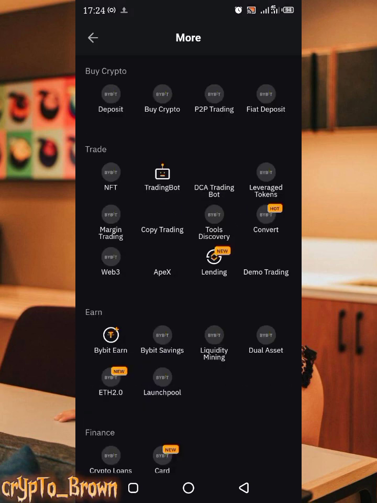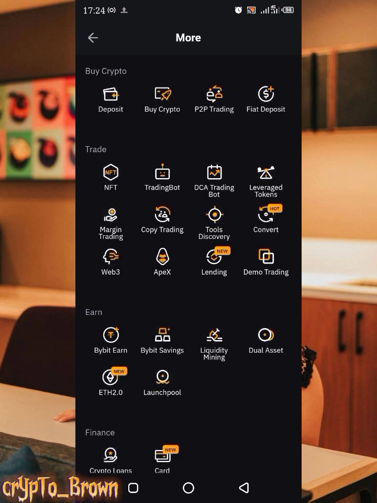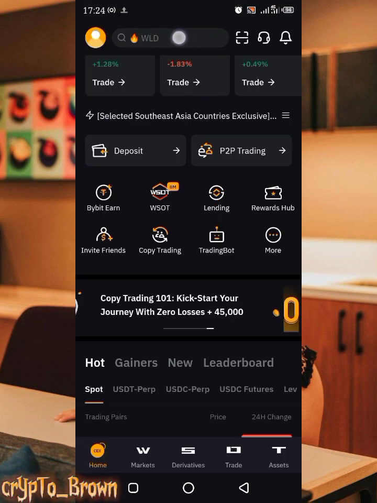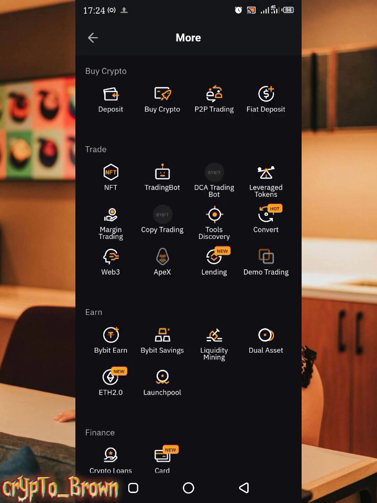You can see your Bybit World Series of Trading, Lending, Rewards Hub, Invite, Copy Trading, Trading Bots. And when you select More on the tab over here, if you are looking for something and you don't know where it is, you can either search for it at this side, or you can just come to your home tab and select More.